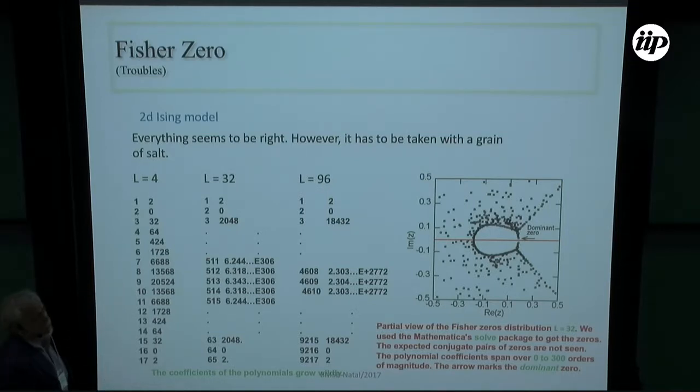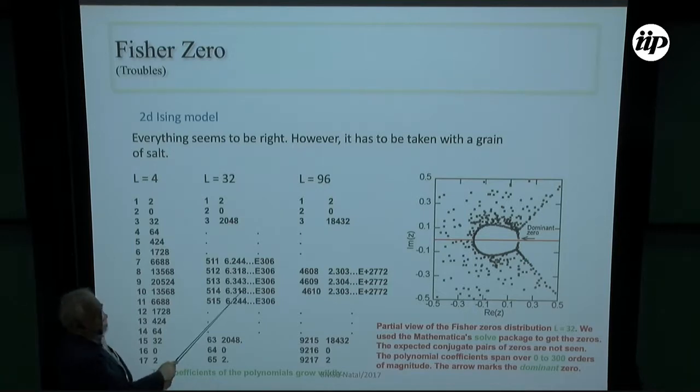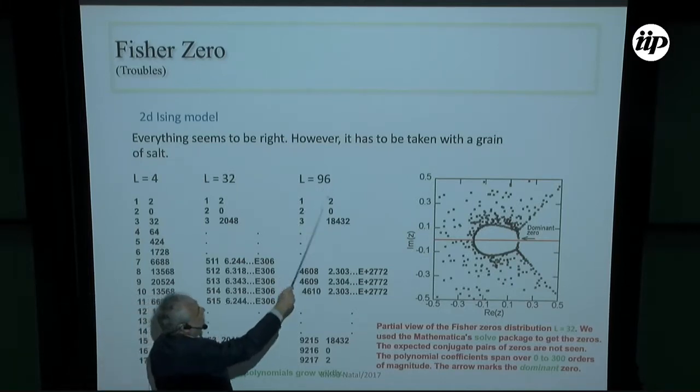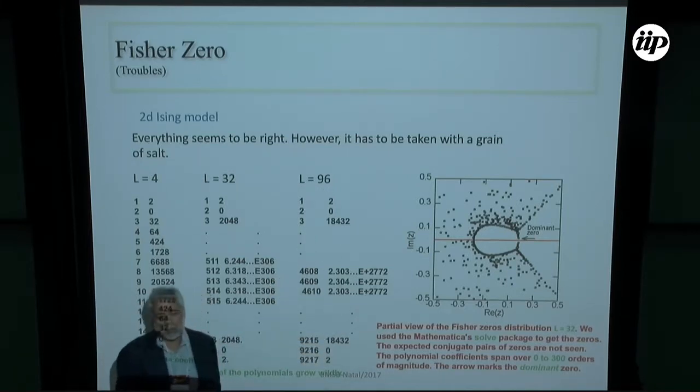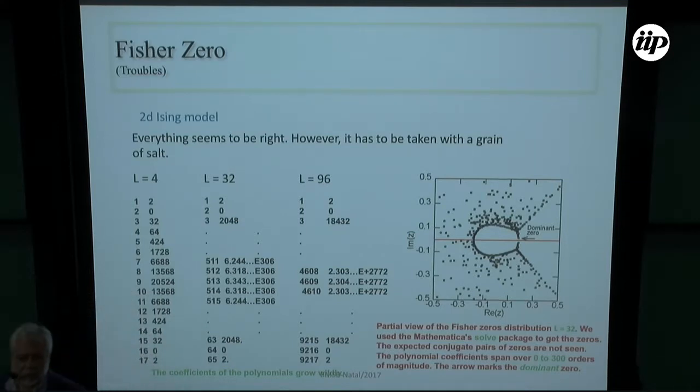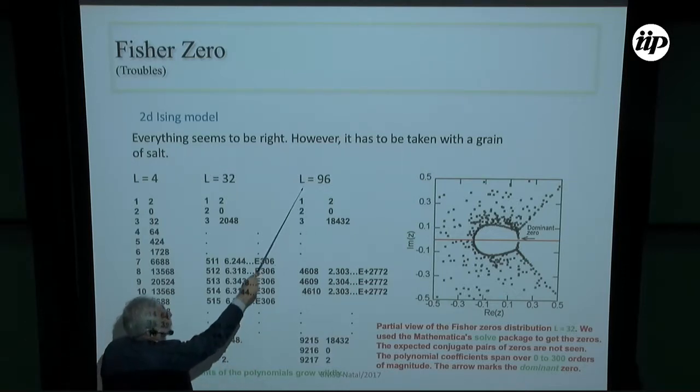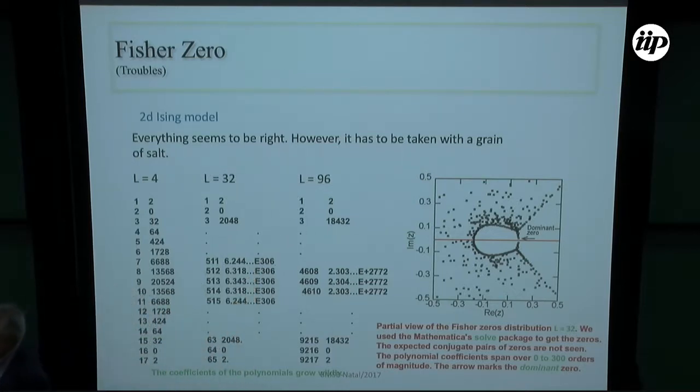For 4x4, I get this. For 32x32, it starts to be kind of prohibitive. Well, 96x96 is almost impossible to take care of the zeros in this case. Even Mathematica, probably, took almost 3 days to get those numbers, those zeros. And 96 by 96 is too small.